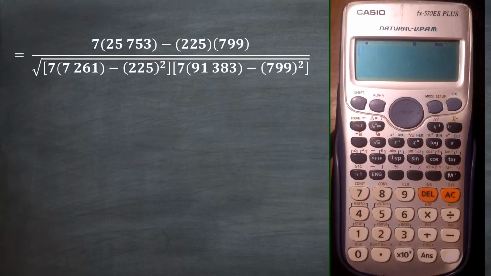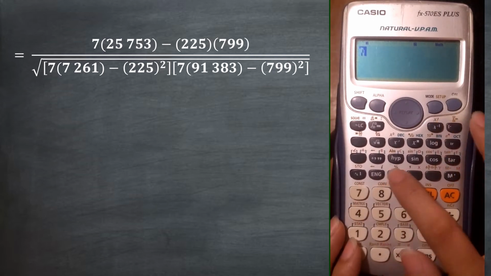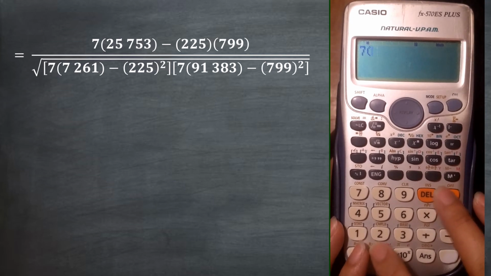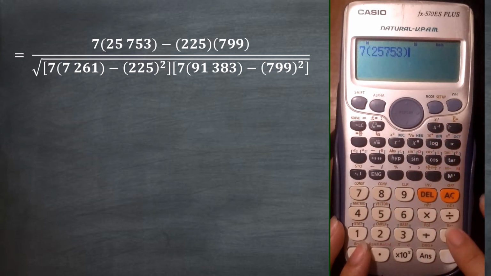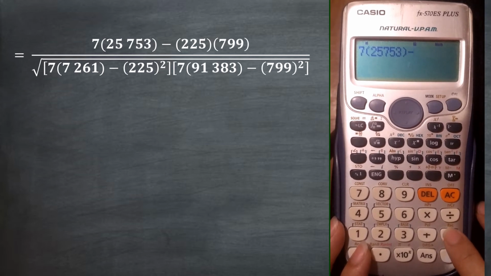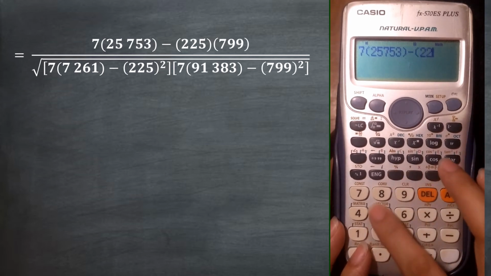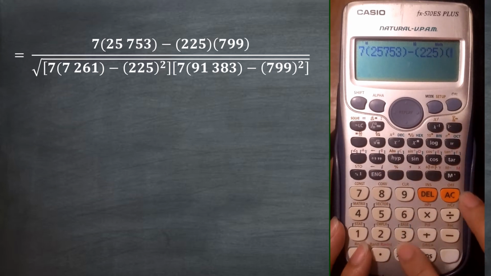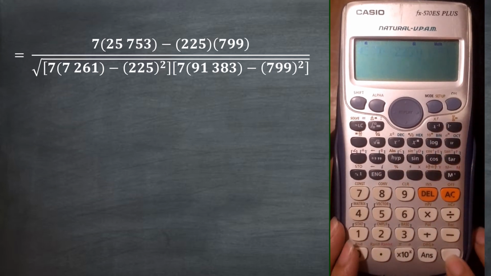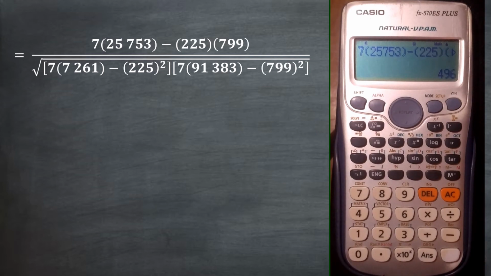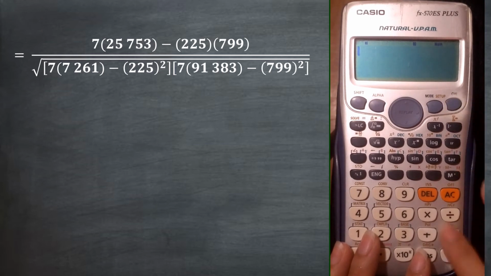For the numerator, all we have to do is input the values the same way we write those values. So we have 7, open parentheses, 25,753, close parentheses, minus, open parentheses, 225, close parentheses, open parentheses, 799, close parentheses, and then the equal sign. This is the value for your numerator. And then for the denominator, you press on.